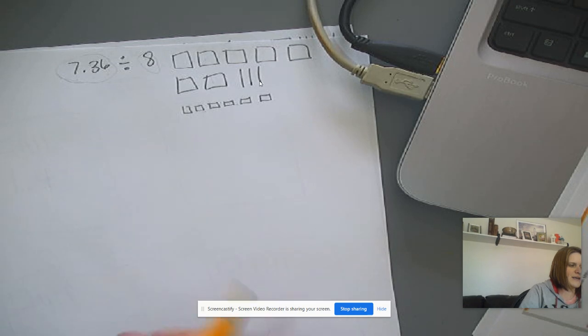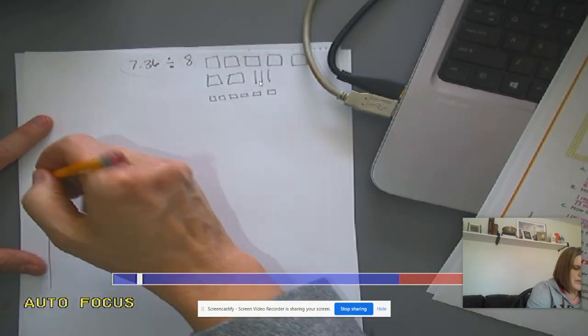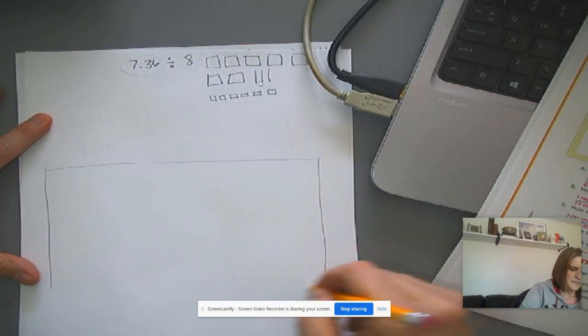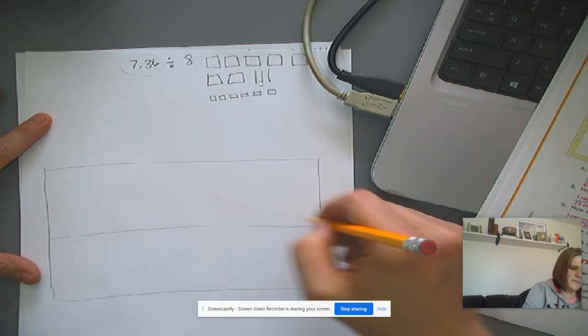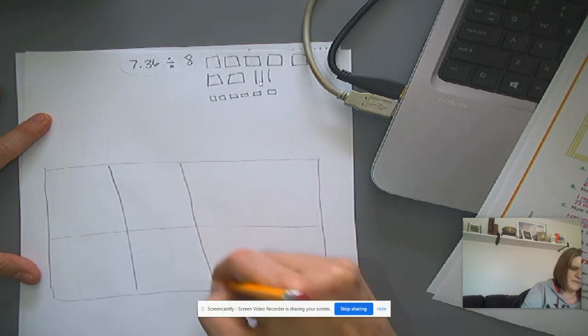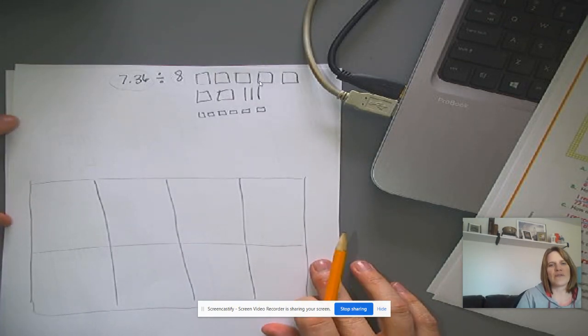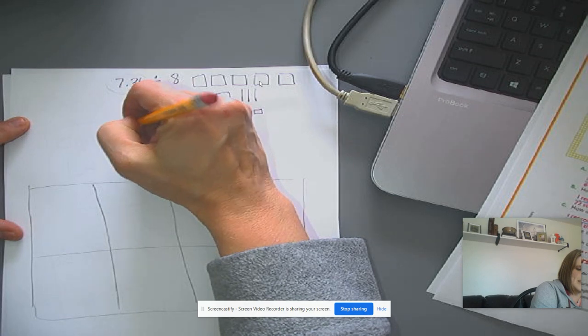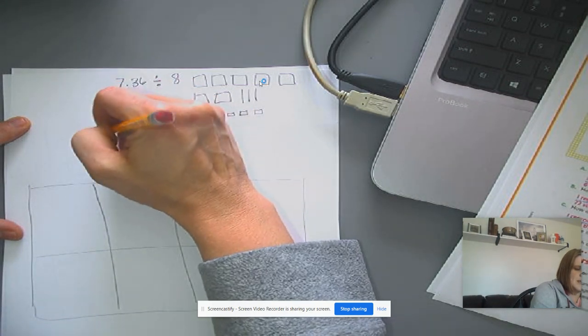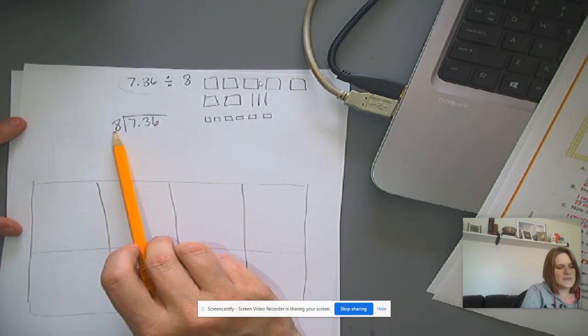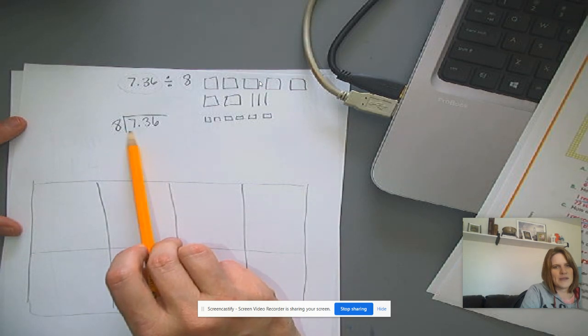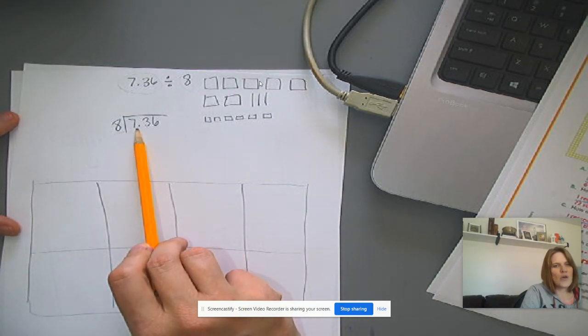So I'm going to make 8 groups here. Okay. So those represent my 8 groups. So what am I going to start dividing with first? Well, if I put it into an algorithm, what am I going to start with? The wholes, right? But I have 7 wholes.